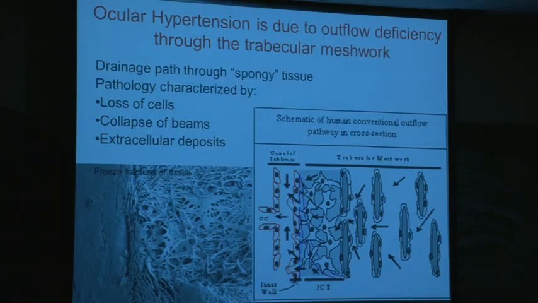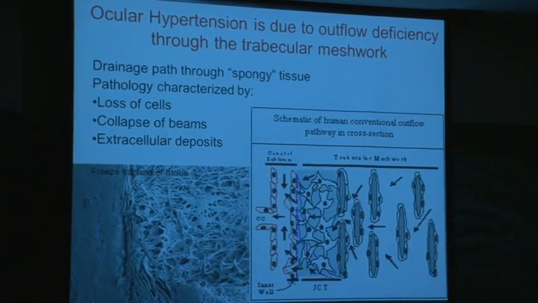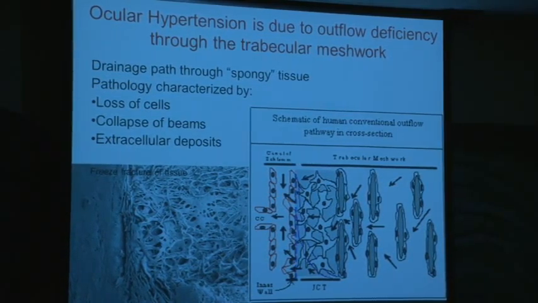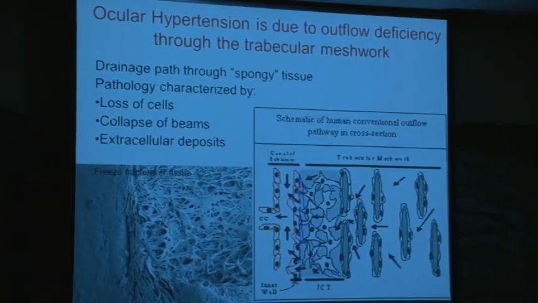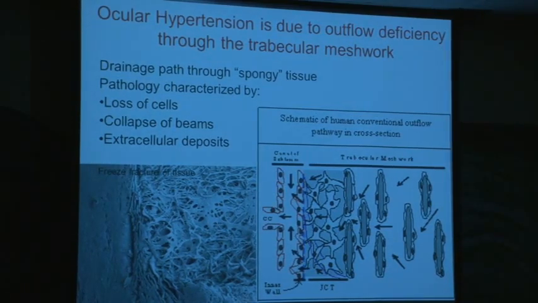Now, when something goes wrong here in primary open angle glaucoma, it's not really understood why it goes wrong. We see a pathology that's characterized by a loss of these trabecular meshwork cells, a collapse of the beams, and extracellular deposits. So it seems that there's some problem at the cellular level. We see this in primary open angle glaucoma, but we also see it in the glucocorticoid-induced glaucoma. So the two seem to be very similar pathologically.